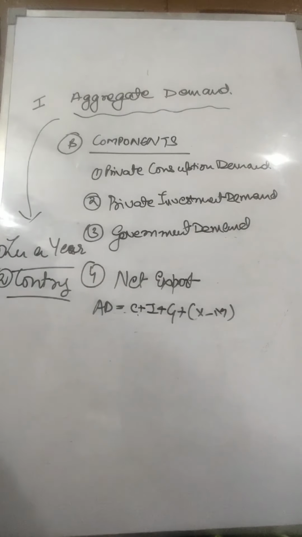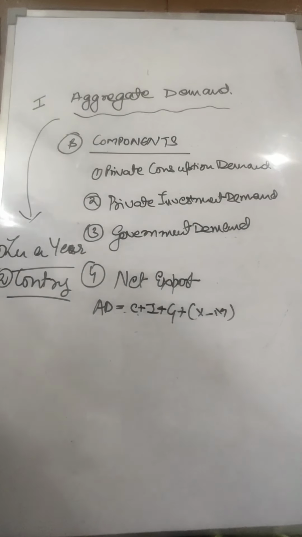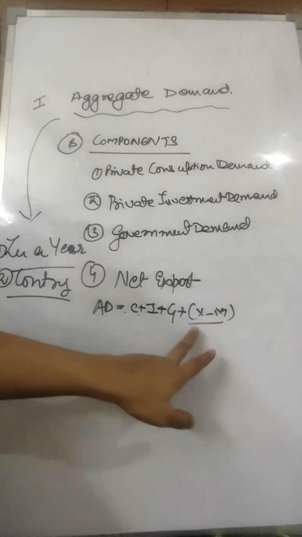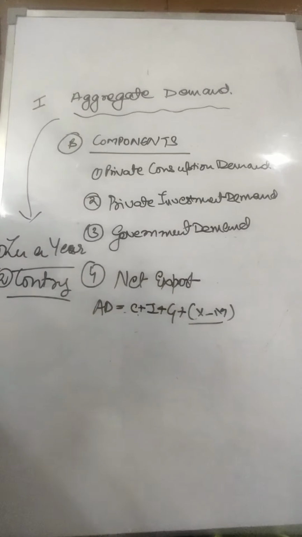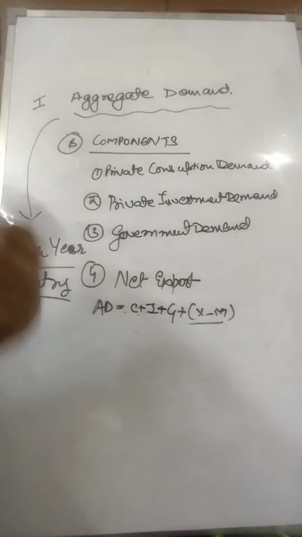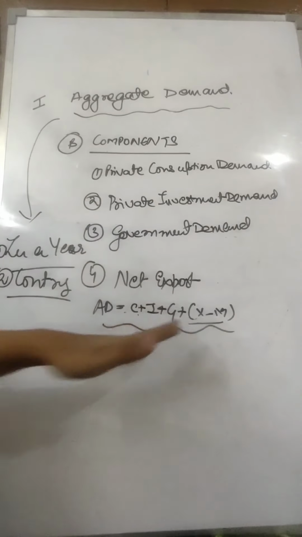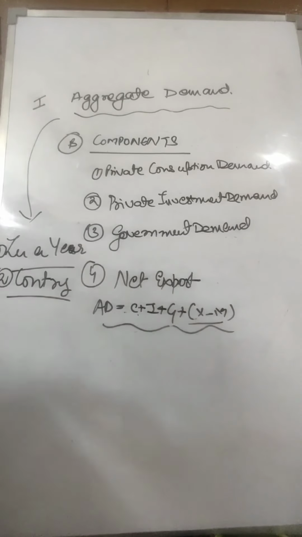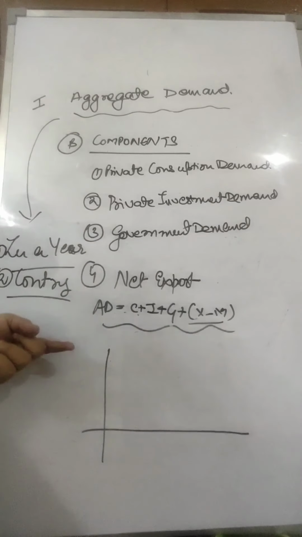So government demand refers to expenditure by government on the purchases of consumer goods. Then our net exports, that is the value that I have just told you, X minus M. X refers to exports whereas M refers to imports. So net exports means the net demand for goods and services by the rest of the world, that is whatever we are exporting minus the imports. So we will be getting this formula of aggregate demand, that is C plus I plus G plus X minus M.